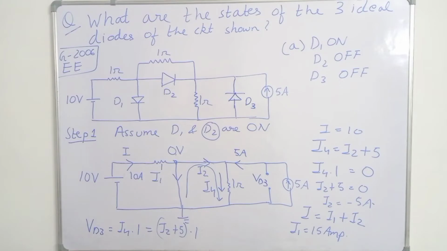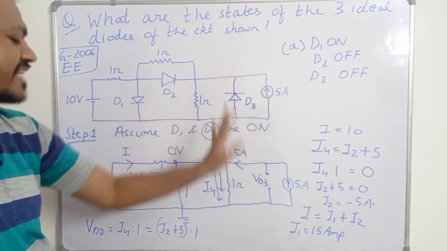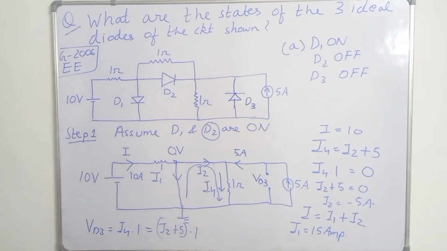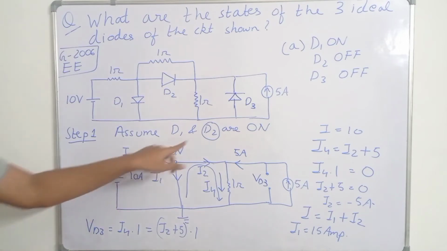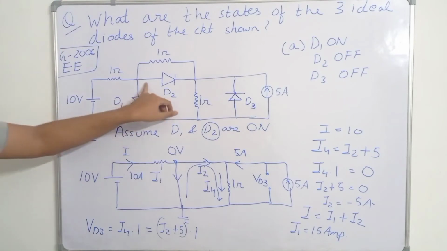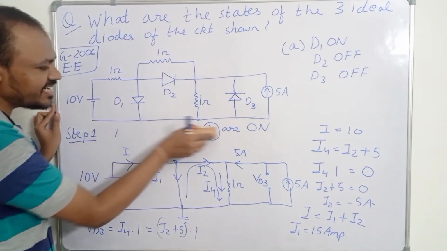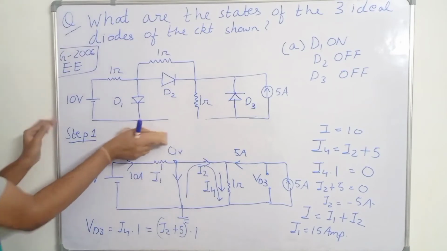So obviously this assumption of ours was right. The diode D3 is off. So our assumption that D1 was on was right, and our assumption that D3 is off is right because VD3 has come out to be 0. So D3 is off, D1 is on. Both these assumptions are right. But we also assumed that D2 is on, and that assumption is wrong because this current I2 has come out to be negative. So now in the second step we will assume that D1 is on and D2 is off.